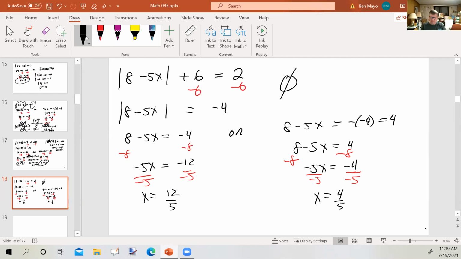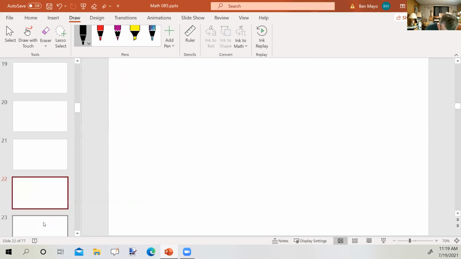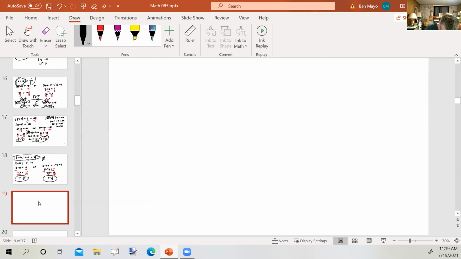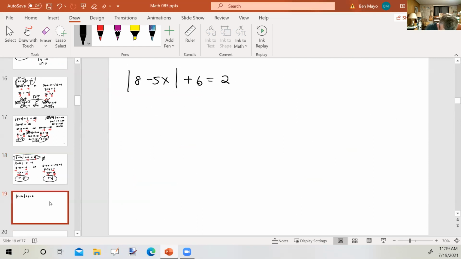So let's see about checking our work on those two problems. I'm going to recopy the equation and the potential solutions on the next page so I have more room to work. The absolute value of 8 minus 5x plus 6 equals 2. And then we had x equals 12/5, x equals 4/5. So let's try each of those solutions.